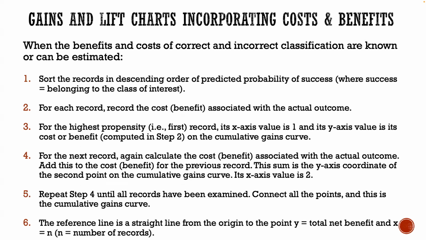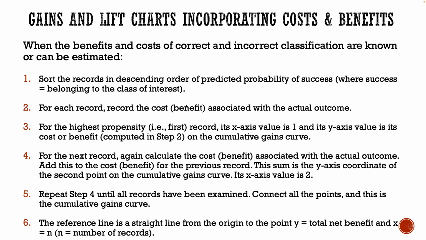Right. So the gains and lift chart that we just saw for two examples, we could incorporate the costs and benefits in these. We looked at the examples with respect to how much the lift was as compared to the diagonal line. And now what we can also do is we can incorporate the costs.